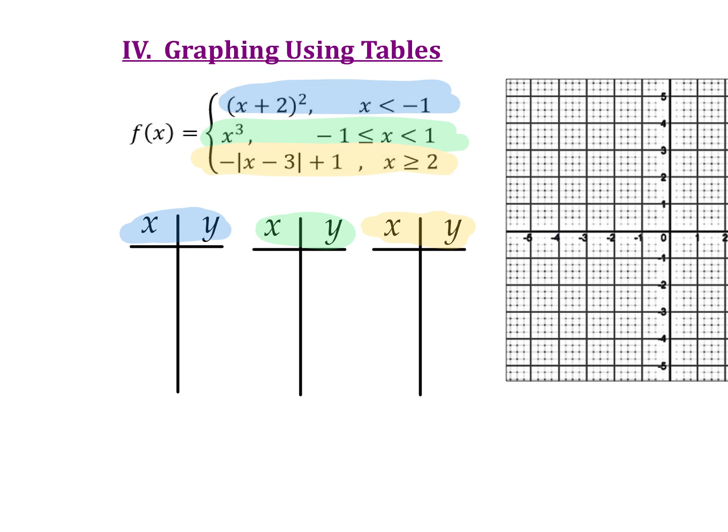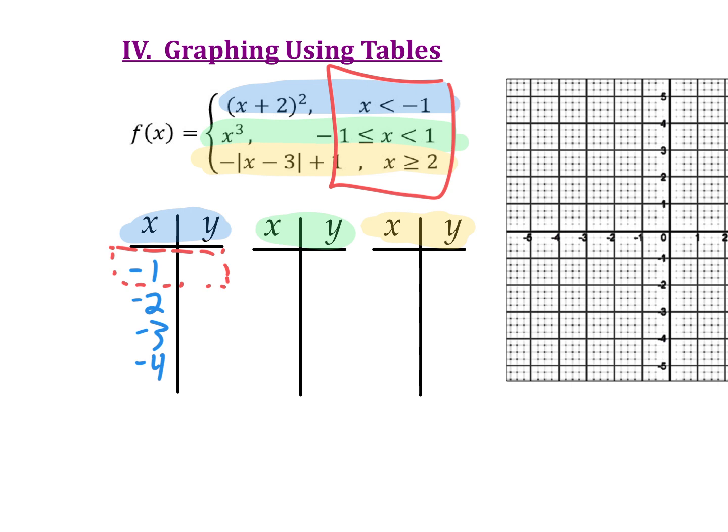I need to pay attention to what the x values I'm concerned with here. I only care about x values that are less than -1. So I'm going to fill in my table with x values that are less than -1. So -1, -2, -3, -4. Now, I realize that -1 is not strictly less than -1, but I still need to know where that graph is headed, so I'm going to make a little note that this point right here is not actually included.